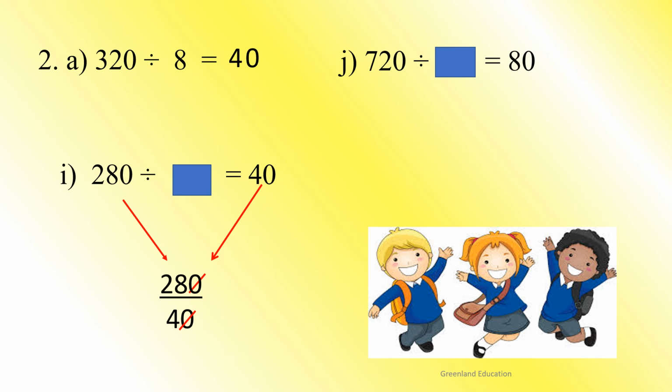Then J. J says 720. You have to divide by a number. So the answer is 80. For this you have to find how many 80s are making 720. The correct method is 720, you should divide by 80. 0 to 0 you can cut. Then 72 you have to divide by 8. How many 8s are making 72? 9. So the answer is 9.